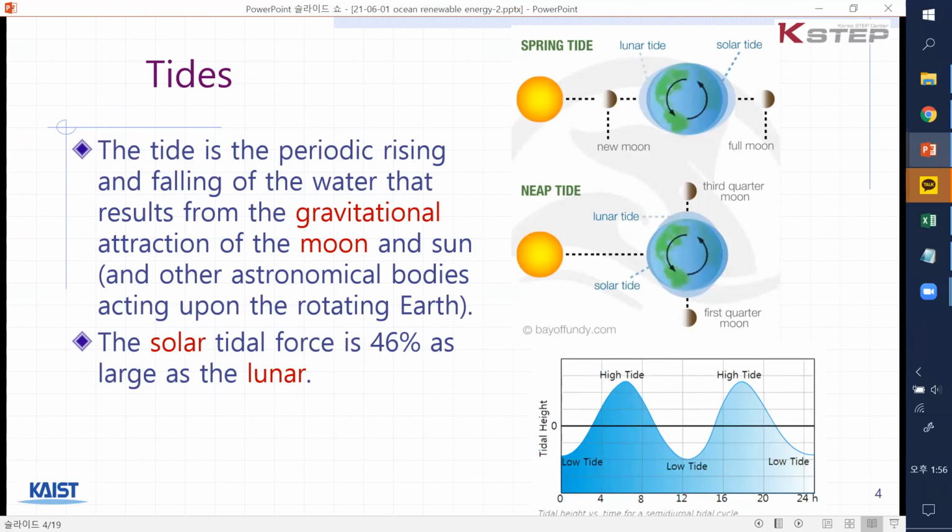And then in the bottom picture, you see the tidal height over 24 hours. There are two cycles, right? High tide and low tide. So tide is a periodic rising and falling of water that results from the gravitational attraction of the moon and sun. And the solar tidal force is about half of the lunar tide, because the sun is larger, but the moon is closer to the Earth.